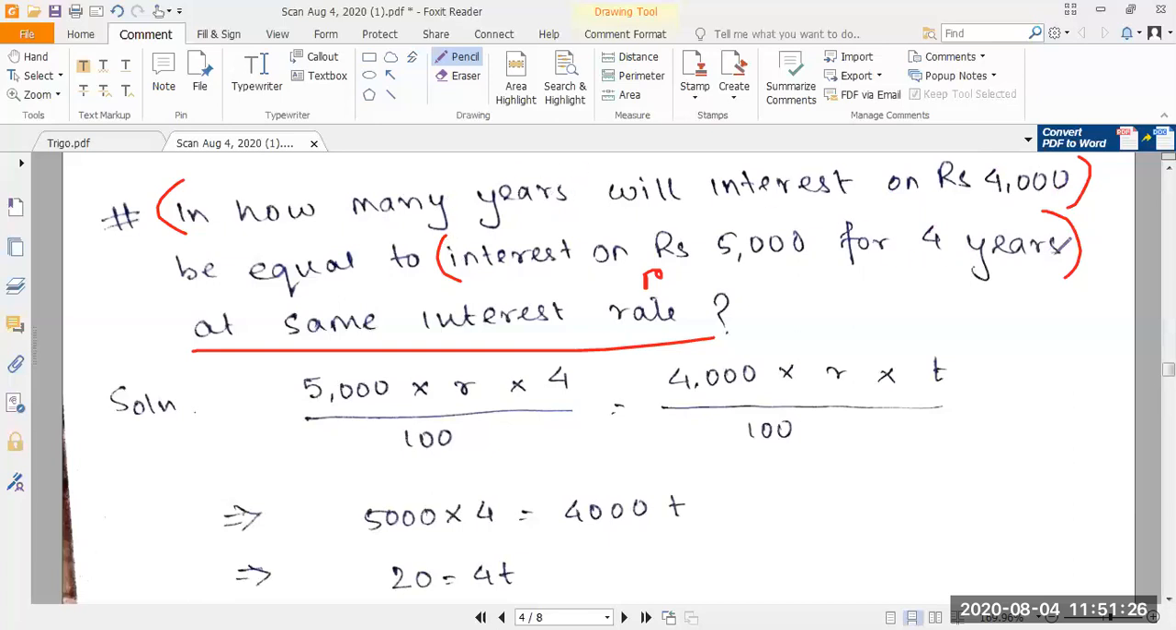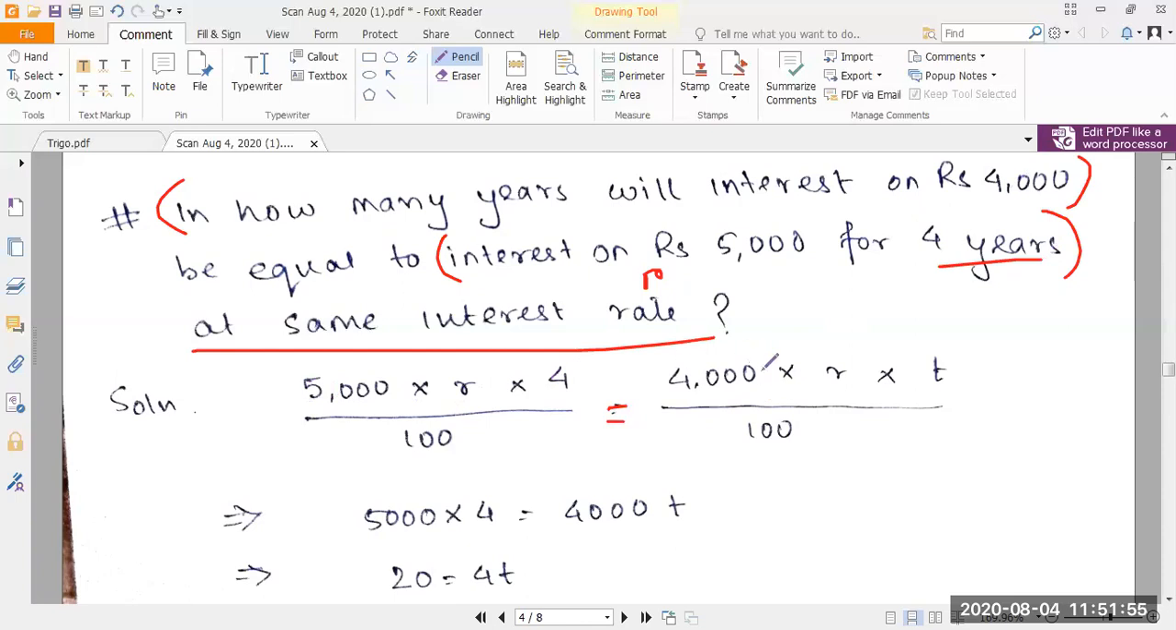So we have the year for this case, we need to find the year for this case, and we have the same interest rate for both cases. So I've equated both of these halves of the sum. On this half, we have the known part. So this portion, interest on the principal of 5,000, P, R is the same interest rate for both, and for 4 years. So I have taken T equals 4. So it's PRT by 100. And that is equated to the first half of the sum.